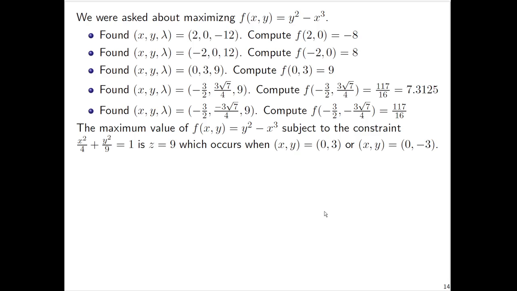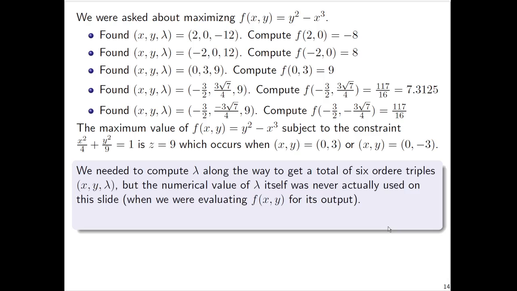And so the maximum value of y squared minus x cubed with that constraint happens to be when the z value is equal to 9. That's the largest value of z. That occurs when x, y is equal to 0, 3, or sorry, one of the rows is missing, but we should have also computed f of 0, negative 3, but that's also going to give you the number positive 9.